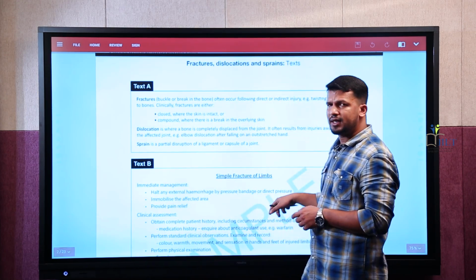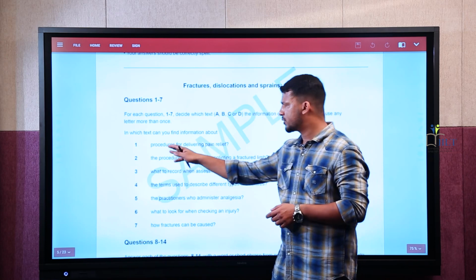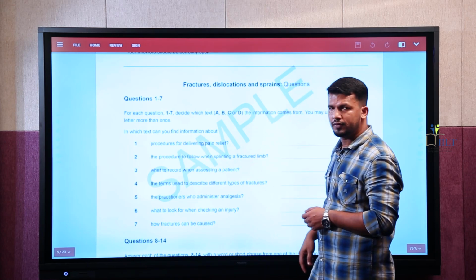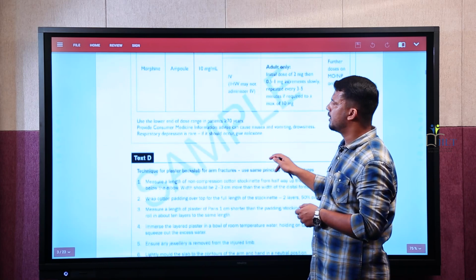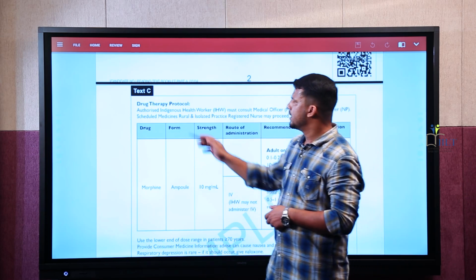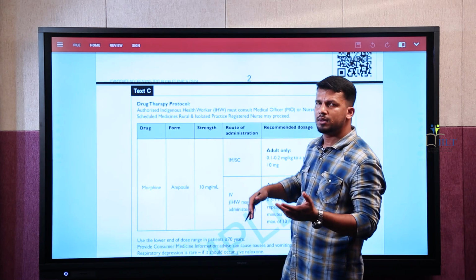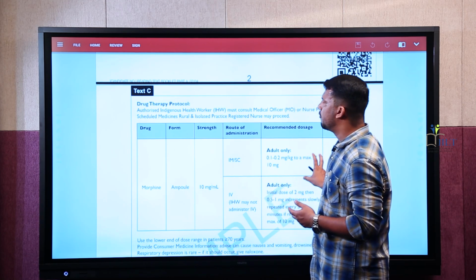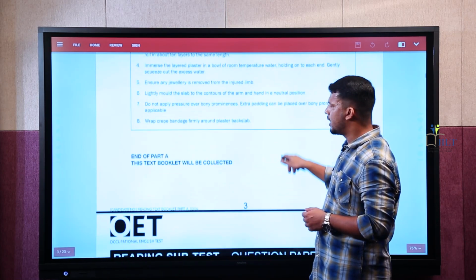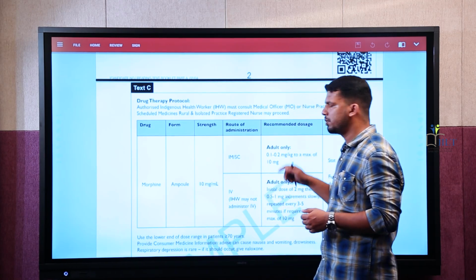Okay, now what is scanning? As we go to the questions, the question is asking about the procedure for delivering pain relief. So here it's procedure, delivering pain relief. Let's go to the text, and the text is showing in part C, drug therapy protocol. So protocol is giving one idea: some steps to be followed. It's almost the same meaning, procedure and protocol. So we will directly move to text C for the answer. And the answer is text C, as it describes in detail what medicine or what dosage is to be given for the pain relief.